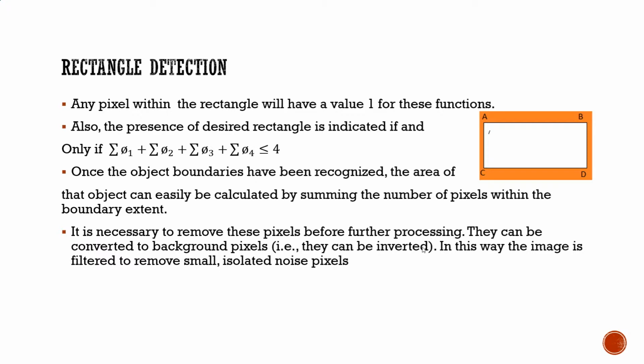It is necessary to remove these pixels before furthering the process. They can be converted to background pixels, that is, they can be inverted. In this way, the image is filtered to remove small isolated noise pixels.